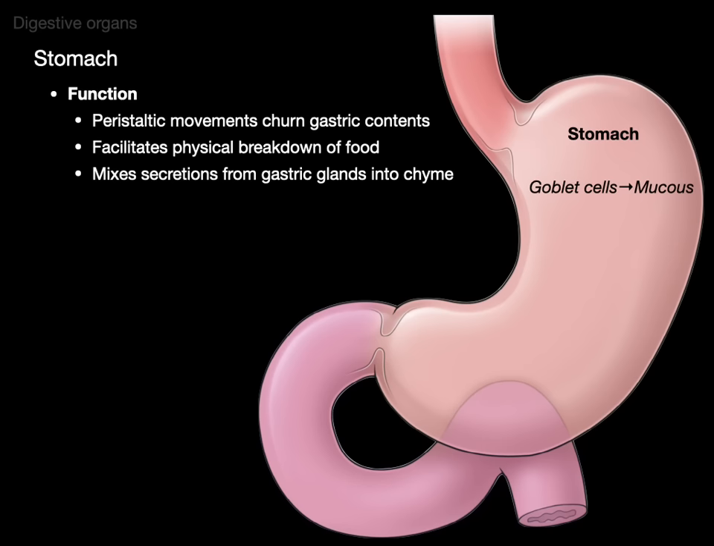So goblet cells of the epithelium lining the stomach make mucus that protects from the acidity that's derived from parietal cells, and parietal cells produce hydrochloric acid with a pH of like 1.5 to 2. Also intrinsic factor, which helps with the absorption of vitamin B12 by the small intestine. And the chief cells secrete this proenzyme called pepsinogen that when it mixes with hydrochloric acid becomes pepsin, starts the chemical digestion of proteins.